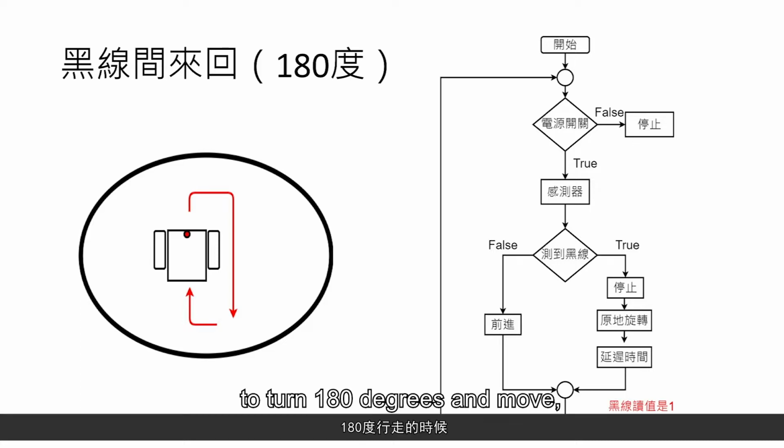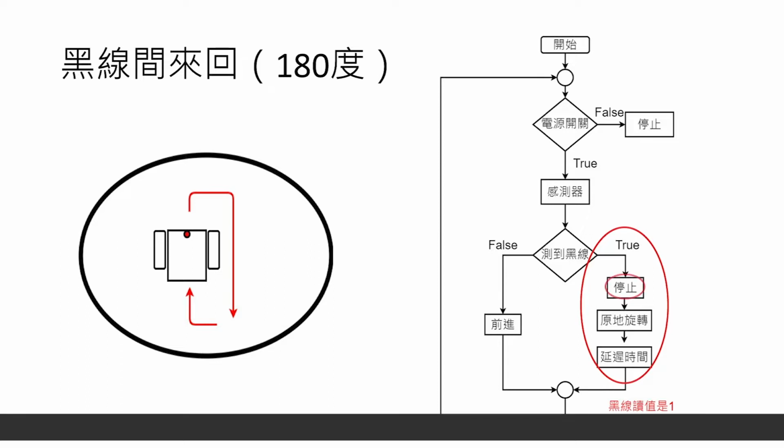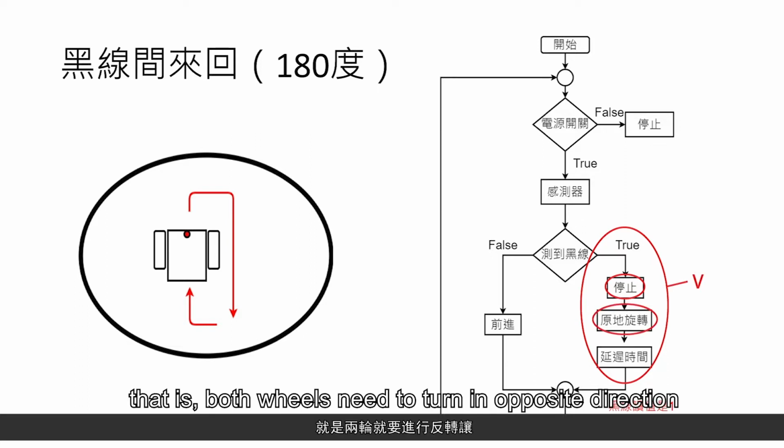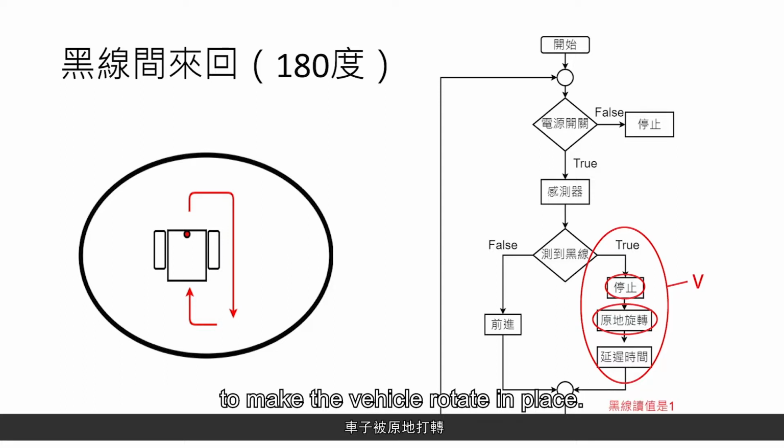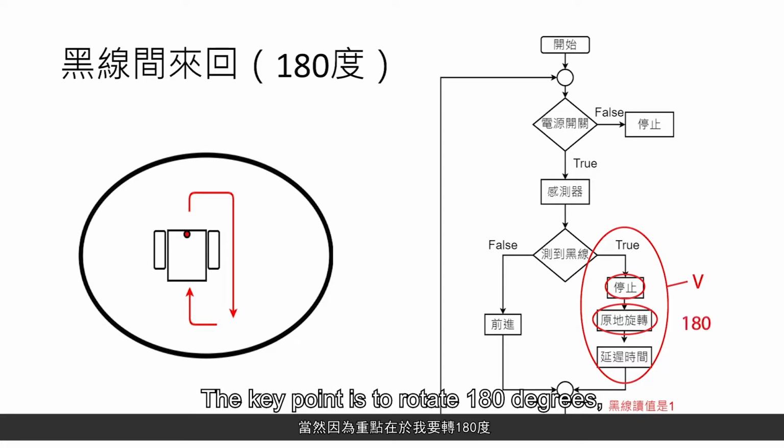Suppose we want it to turn 180 degrees and move. The difference with the previous program is that after we detect the black line, what we would do next is to modify this section only. We need to modify this part, which originally was only to stop. When it encounters a black line, the step where it stops still needs to be done, but we need it to rotate in place. That is, both wheels need to turn in opposite direction to make the vehicle rotate in place. The key point is to rotate 180 degrees.